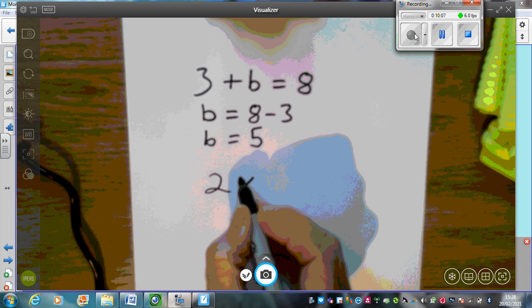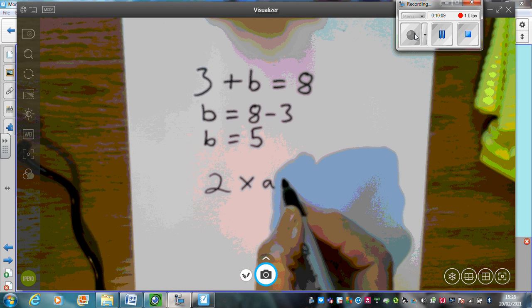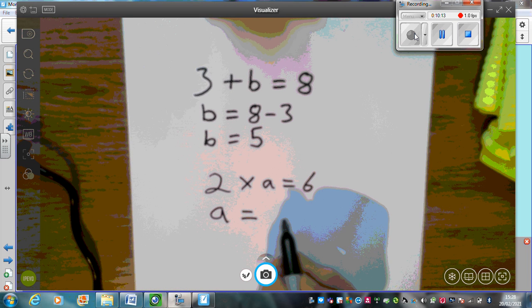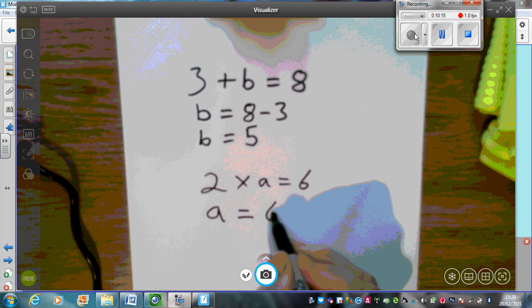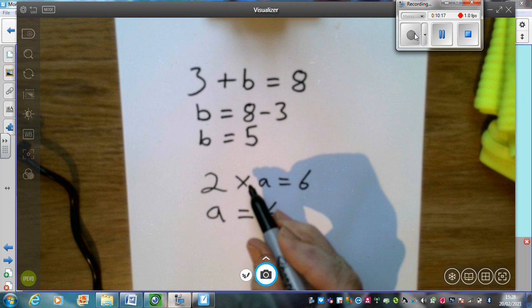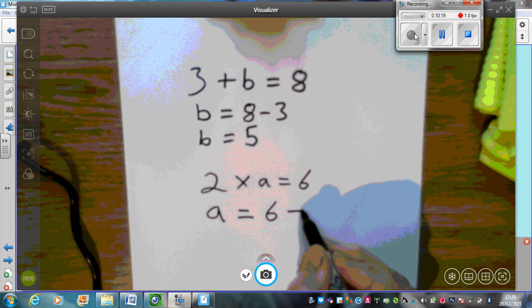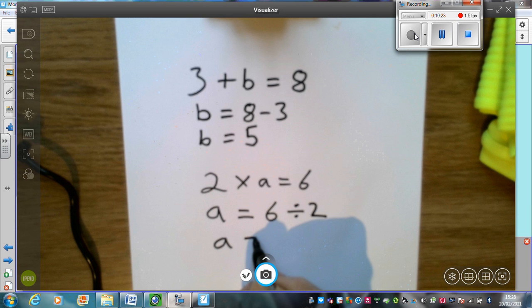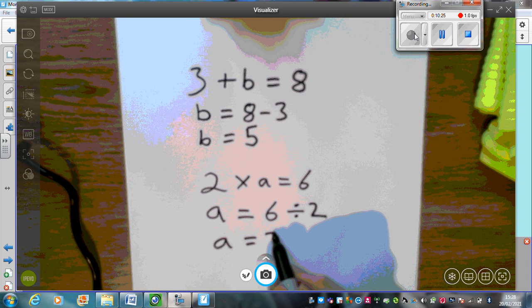2 times A equals 6. So A must equal... The inverse of multiplication is division. 6 divided by 2. So A equals 6 divided by 2, which is 3.